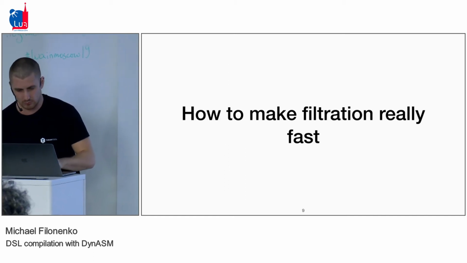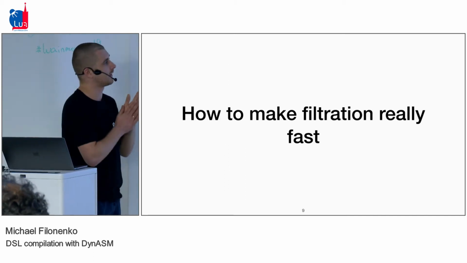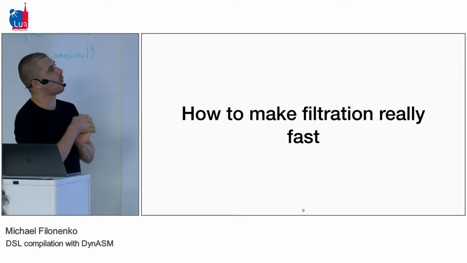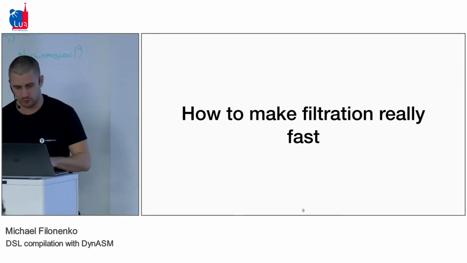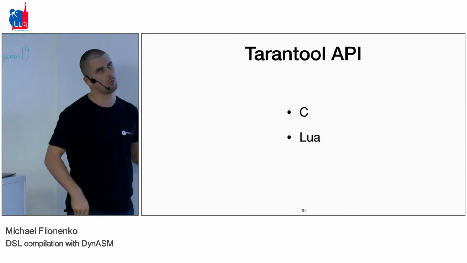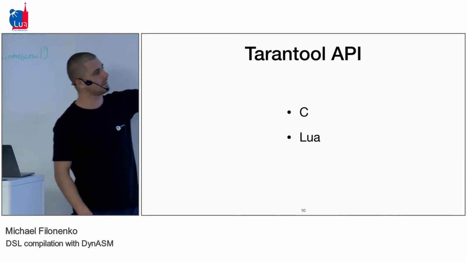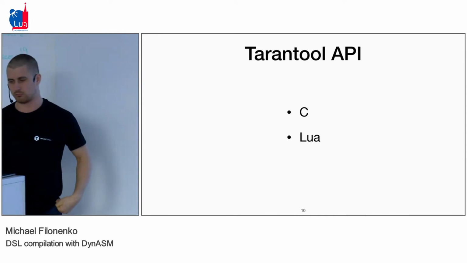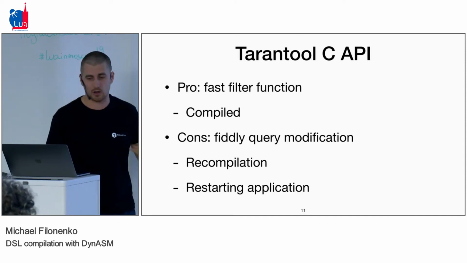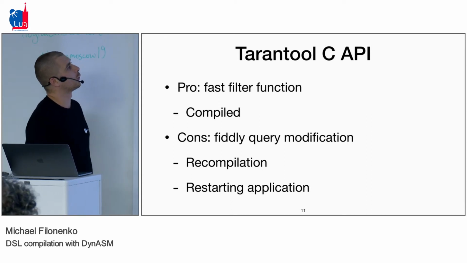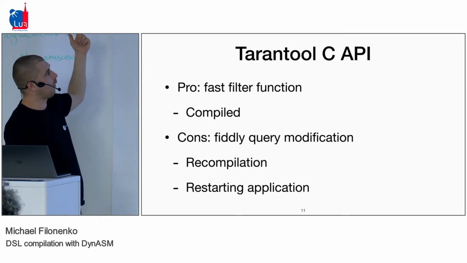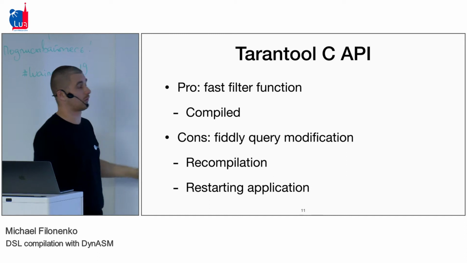Textual representation. So I want to show how to make filtration really fast. I want to show how many ways we can use to build a query to Tarantul. The Tarantul API includes two levels of API, C level and Lua level. And when I want to write a query using the Tarantul C API, I get the following pros and cons.